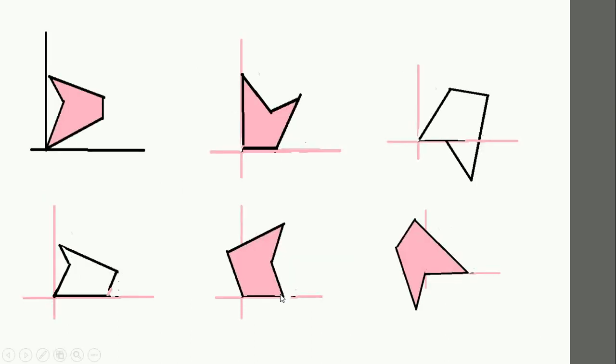So let me take one example here. I have a polygon here with vertices v1, v2, v3, v4 and v5.